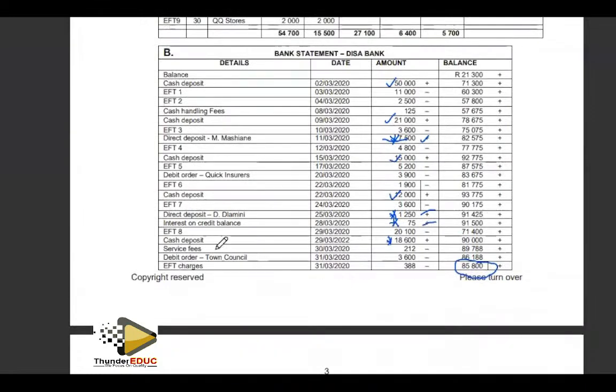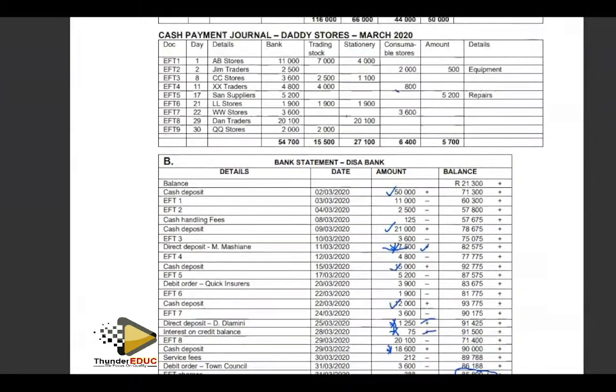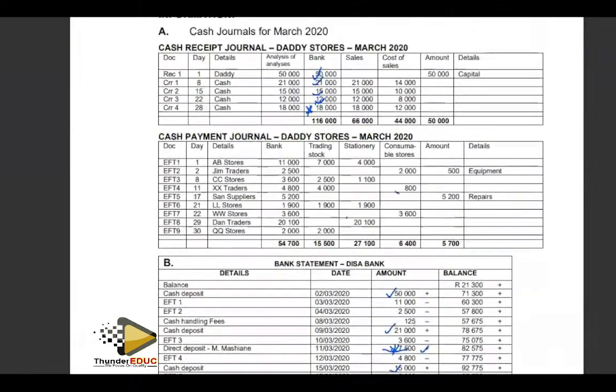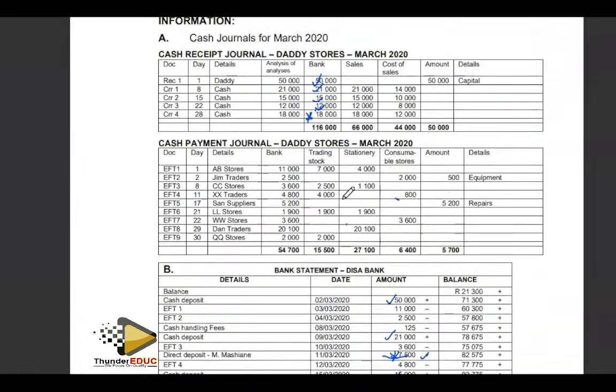Then, what we have to do now is go and compare our cash receipts journal, sorry, our cash payments journal, and the debit side of the bank statement, okay? Our cash payments journal. Where is the cash payments journal?